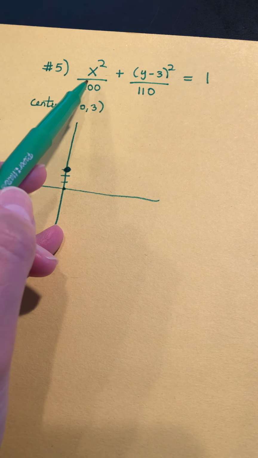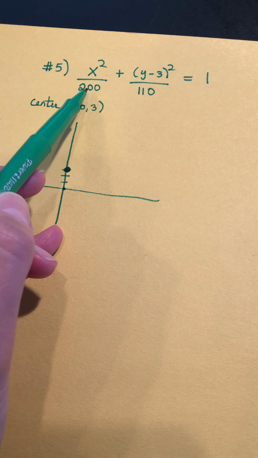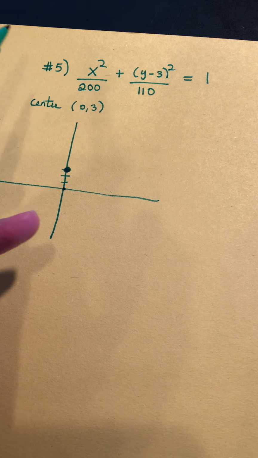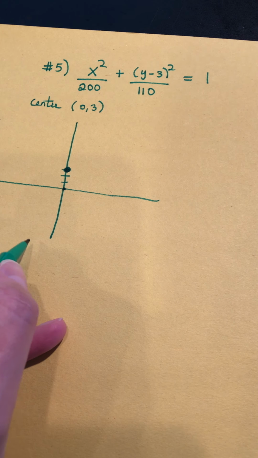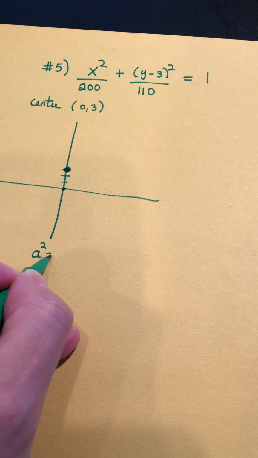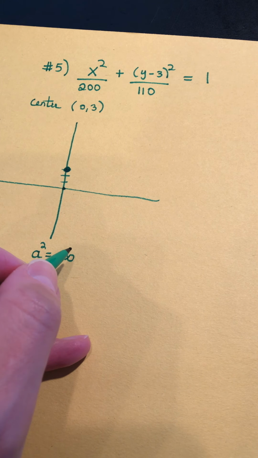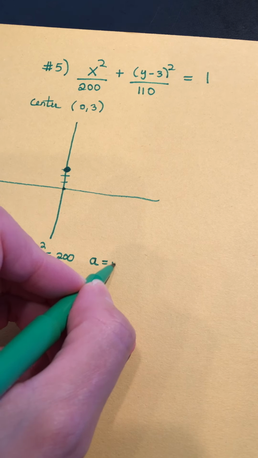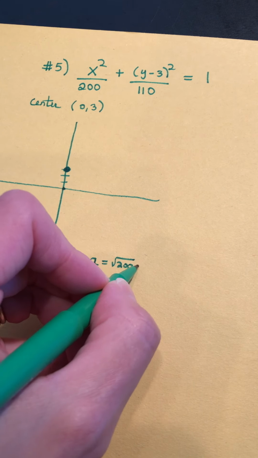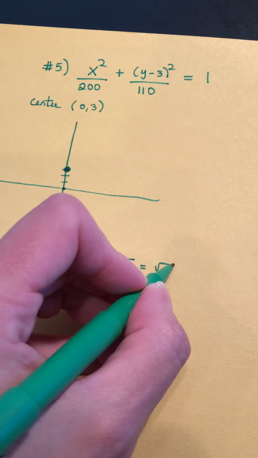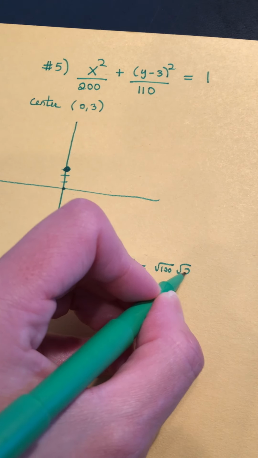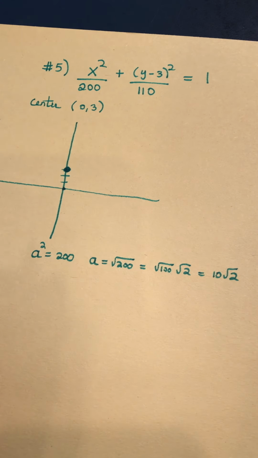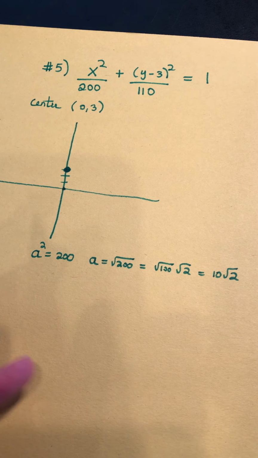Okay, the other thing to note is that the a squared is bigger than the b squared, so this is a horizontal ellipse. And just a quick note, maybe I'll put it down here, a squared is equal to 200, which means that a is equal to the square root of 200, but we know that that is the square root of 100 times the square root of 2, or a is 10 root 2. So that's an important thing to kind of work out ahead of time.